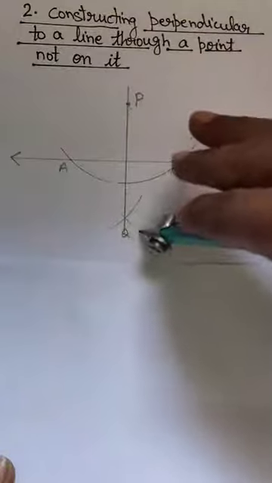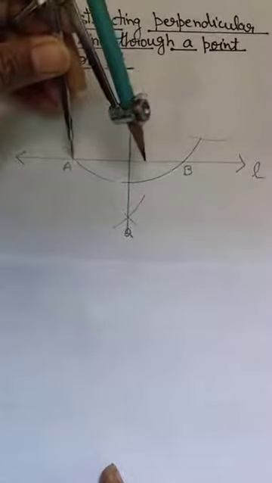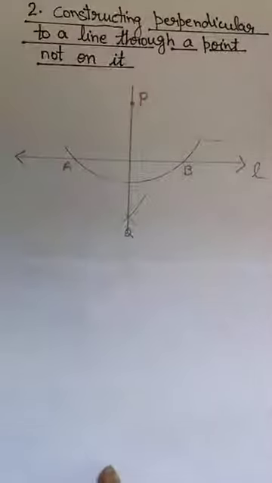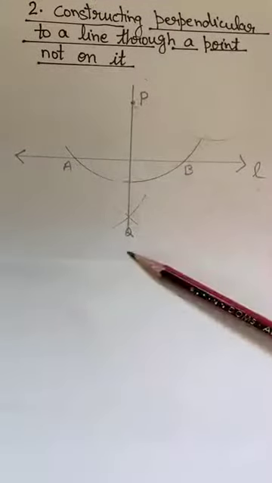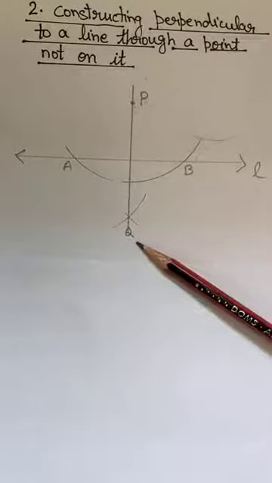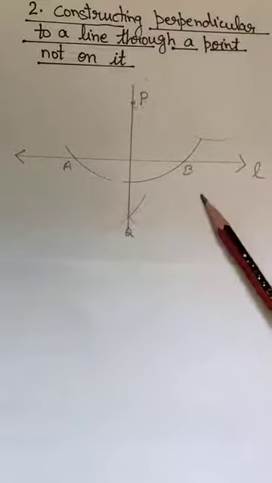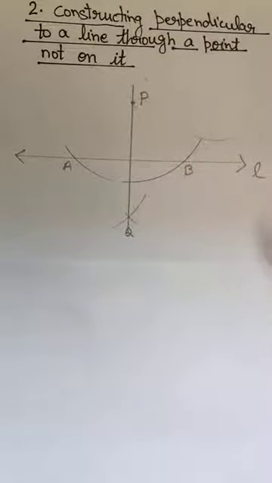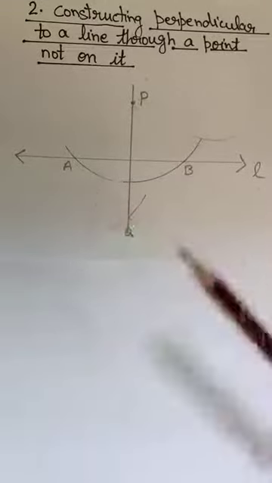and draw two arcs, one from A and one from B, which cut each other at Q. And you have to draw these arcs on the other side of point P. Join PQ. PQ is perpendicular to AB. Or we can say PQ is perpendicular to line L.